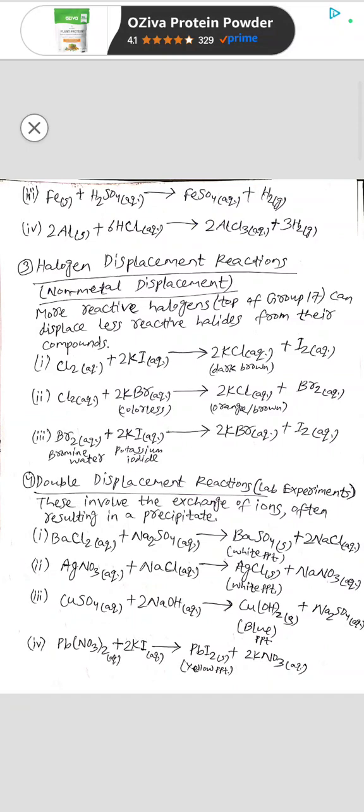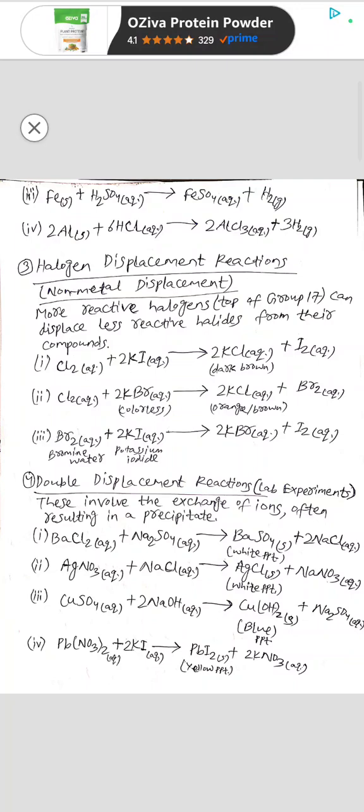Then the fourth type of chemical reactions is double displacement reactions. Two times displacement occurs in these reactions. These reactions involve the exchange of ions. Here in double displacement reactions, generally we take two salt solutions in which the exchange of ions takes place. The simple example is barium chloride plus sodium sulfate, BaCl2 plus Na2SO4 gives rise to BaSO4 plus 2NaCl.